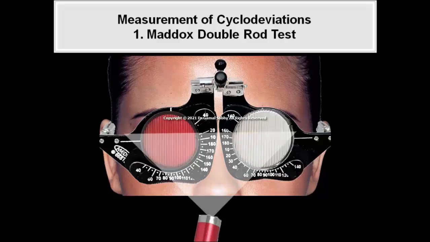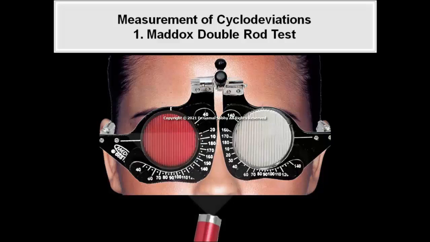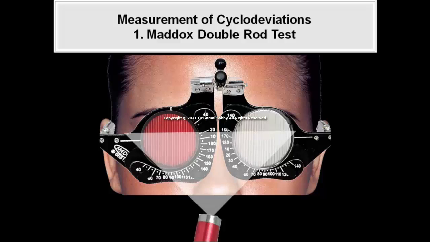If orthotropia is present, the white and the red lines will be superimposed. If, for example, the red line appears slanted toward the nose, then excyclotropia of the right eye is present. To measure the angle of the right excyclotropia, the red Maddox rod is then turned until the red line is seen superimposed with the white line.